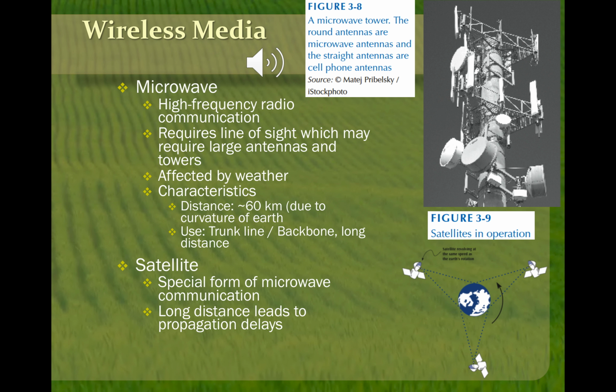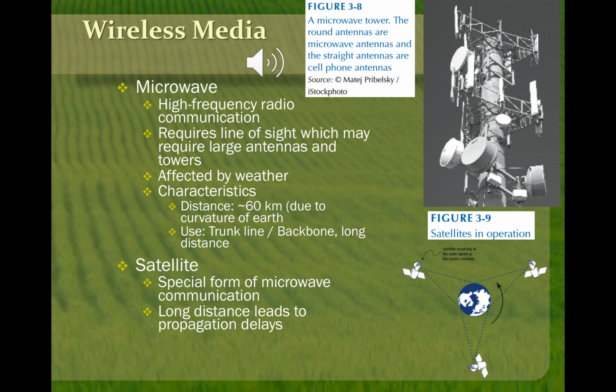So you lose line of sight with the curvature of the Earth. And its use is for trunk lines and for long-distance backbone communication. So with a microwave transmission, it can serve as a backbone from one place to another just as long as it's line of sight.